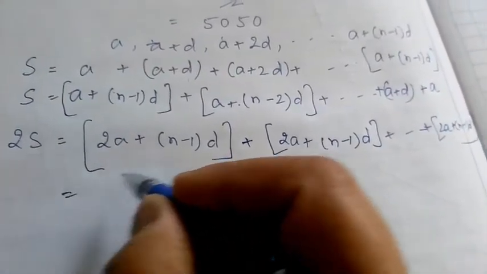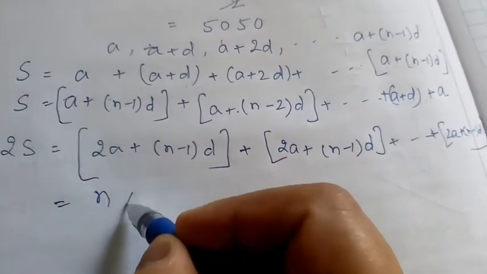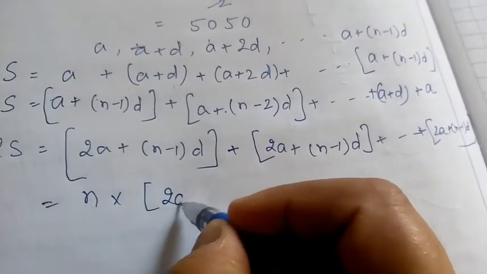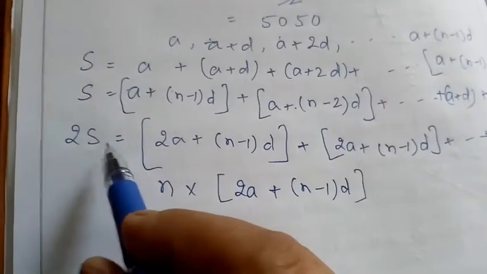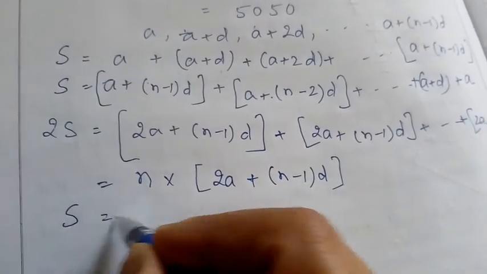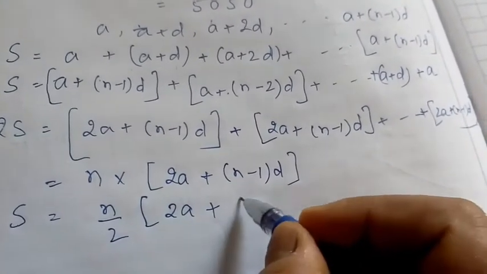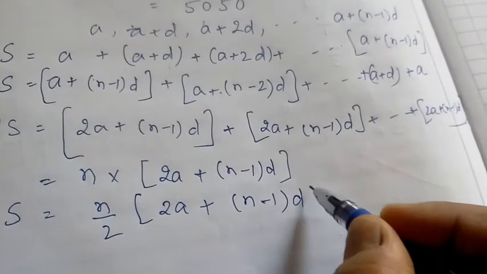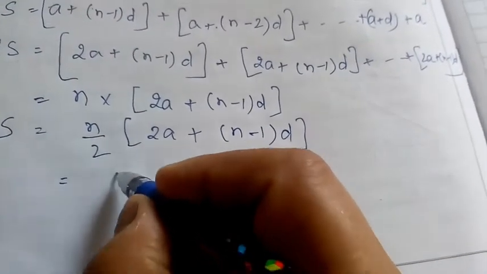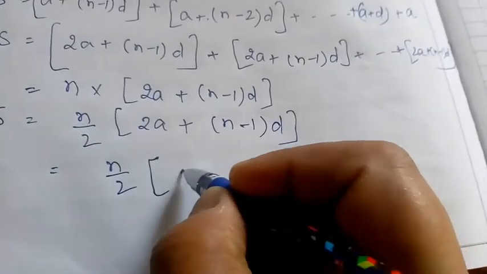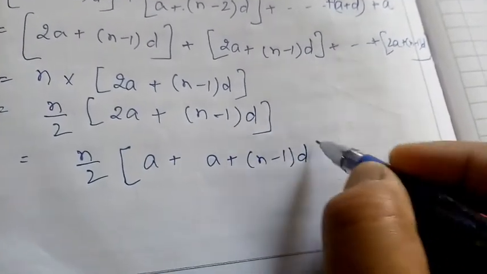And in these terms, how many times? The number of terms is n. So multiplied n into 2A plus n minus 1 into D. Here is 2S. So sum of the series S equal to n by 2, 2A plus n minus 1 into D. This is the formula of sum of this. Again n by 2, if we write A plus n minus 1 into D.